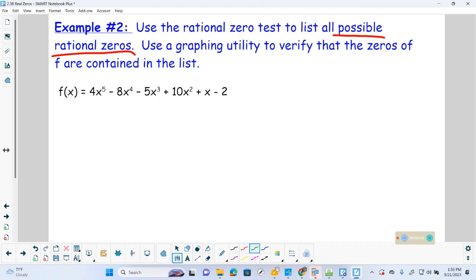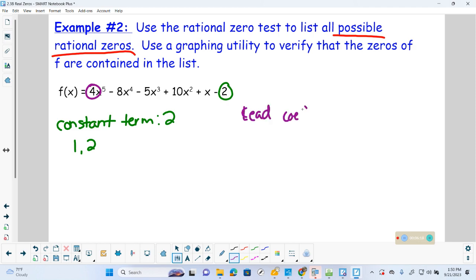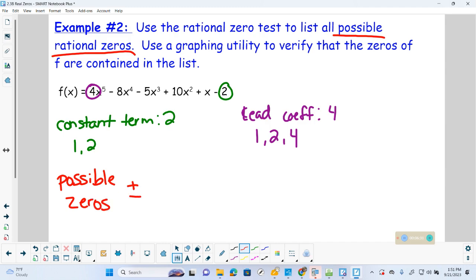So remember, it's all the factors of the constant term. So I'm looking at 2. I like that it's prime and small. So my constant term is 2. The factors of 2, of course, 1 and 2. That's all it is. Let's do lead coefficient 4. So I'm thinking about all the numbers that go into 4. 1 does, 2, 4. Now, to get my actual possible zeros, they all have plus or minus on them. So I'm just going to put plus or minus out front here.